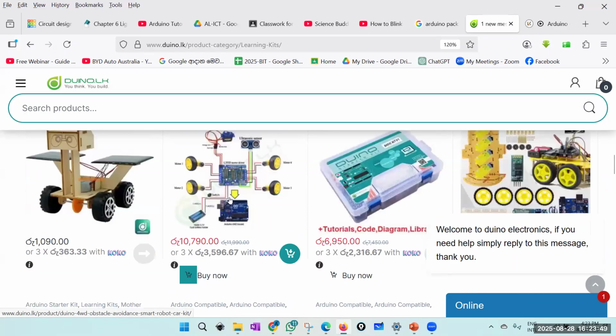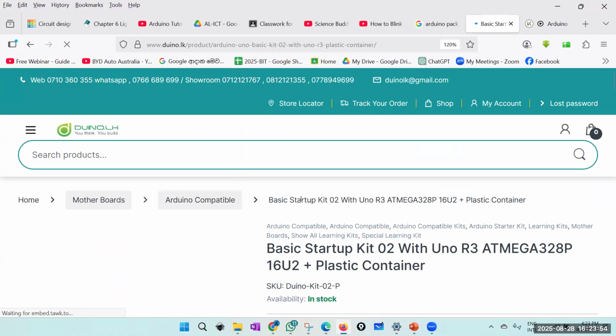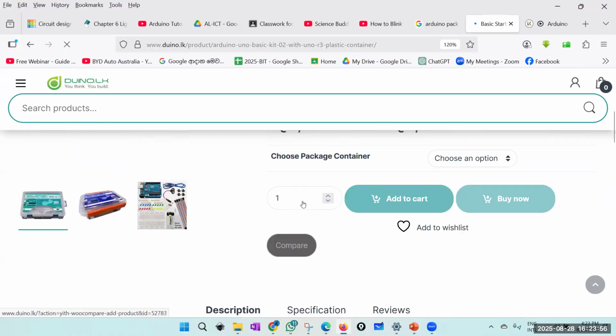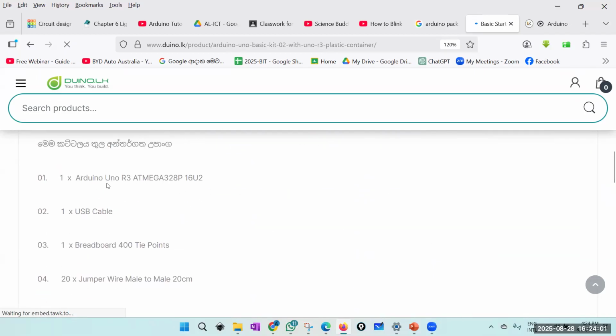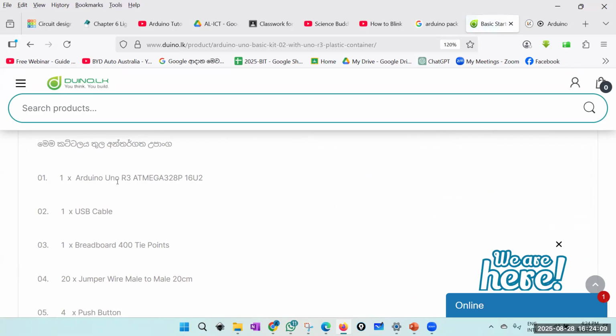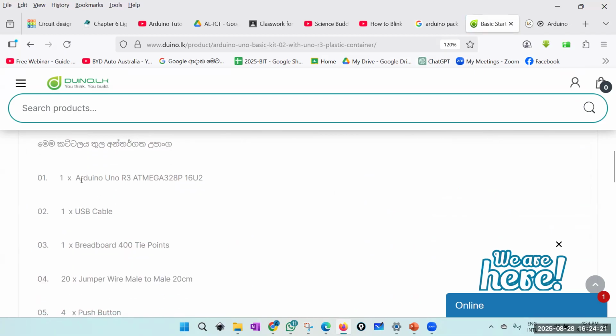But when you buy a pack, check what elements are available. For example, what about this? This includes an Arduino Uno. Uno is the bigger, good size Arduino circuit. I will explain more about that. So don't go for the micro size Arduino circuits. Those are very cheap but very tiny. So make sure when you buy a particular pack, it contains an Arduino Uno.